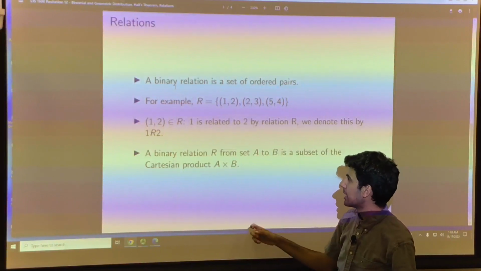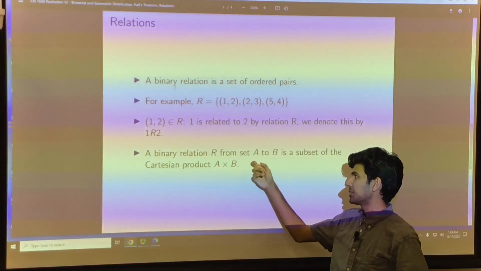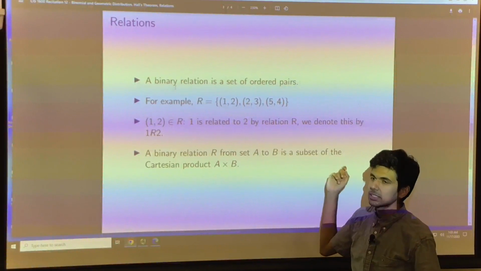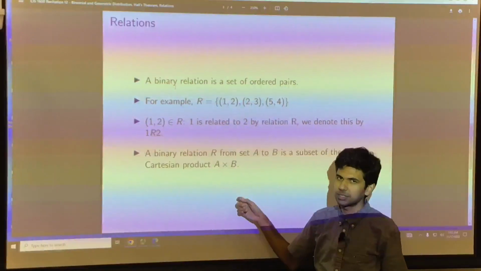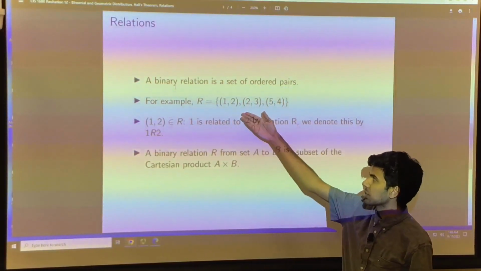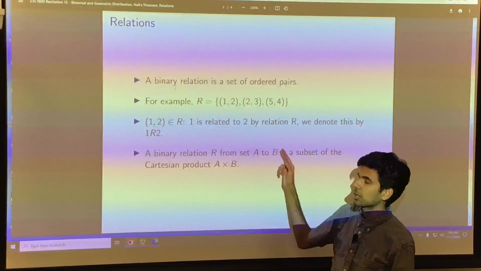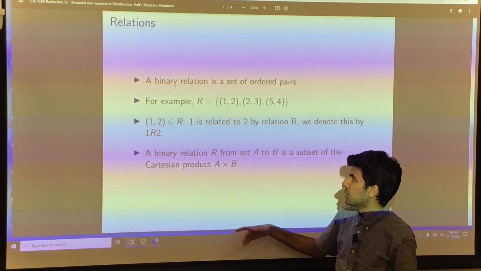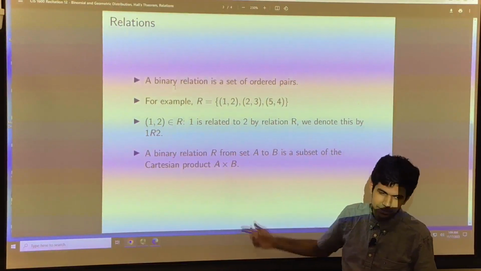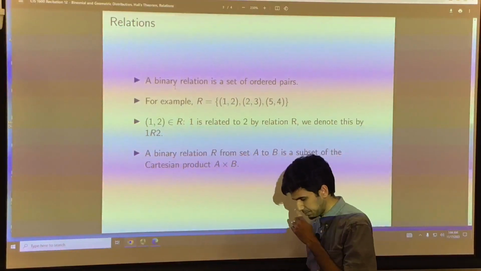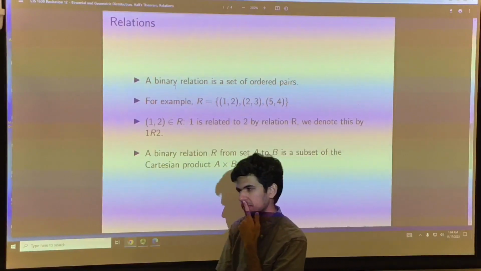One last thing is that if we have a binary relation from a set A to B, then this is going to be a subset of A cross B, right? And this should make sense because we're looking at a set of ordered pairs. The first thing will come from A, second thing will come from B, and we just want a subset of it, and that's what a relation is. Let's go back to the blackboard.